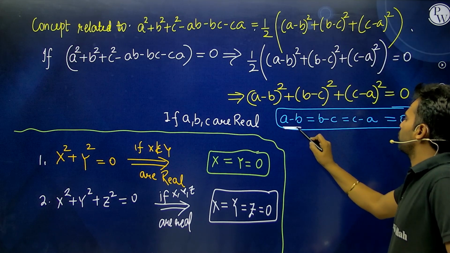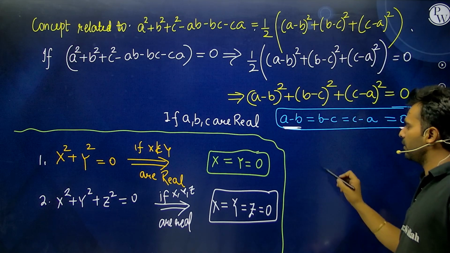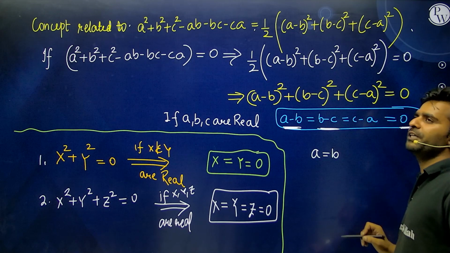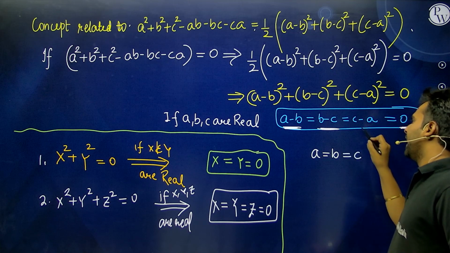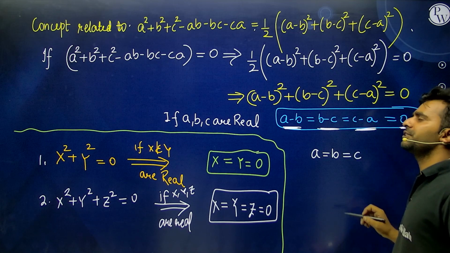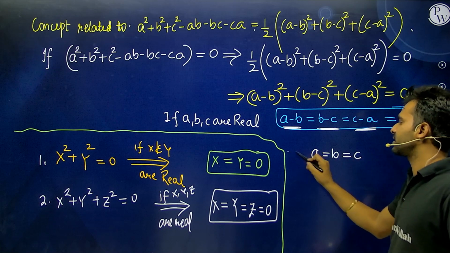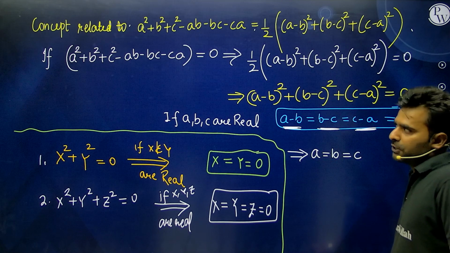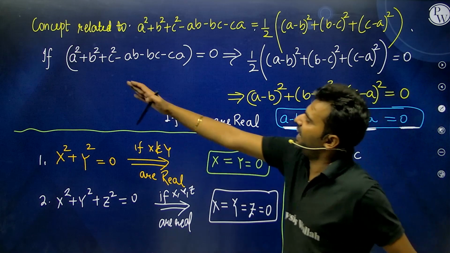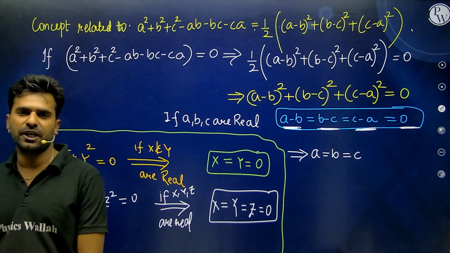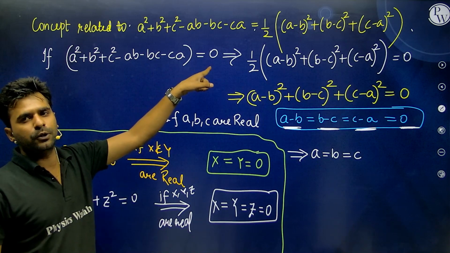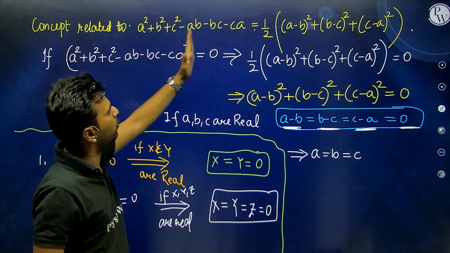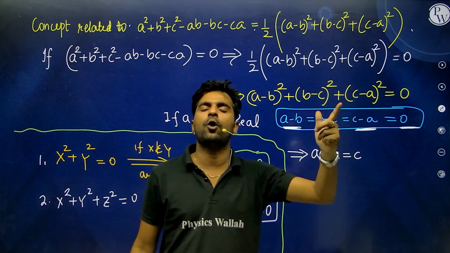A minus b has to be equal to 0, means a and b should be equal. B minus c also needs to be equal to 0, means b and c should also be equal, and c minus a should also be equal to 0, means c should also be equal to a. That means this thing has to follow or not. So what I am trying to tell you is, if a square plus b square plus c square minus ab minus bc minus ca is equal to 0 given to you, then this thing can come equal to 0 only in the case when a, b and c are all equal.